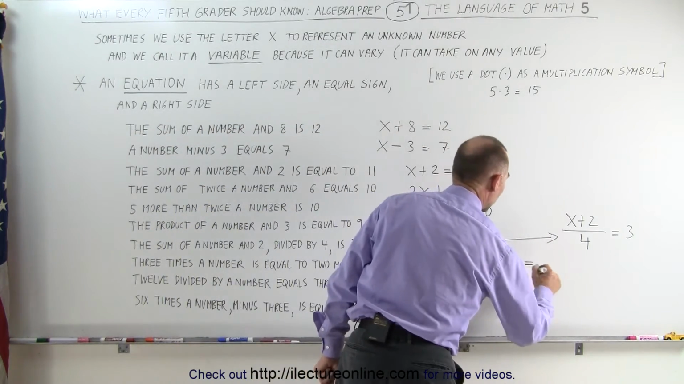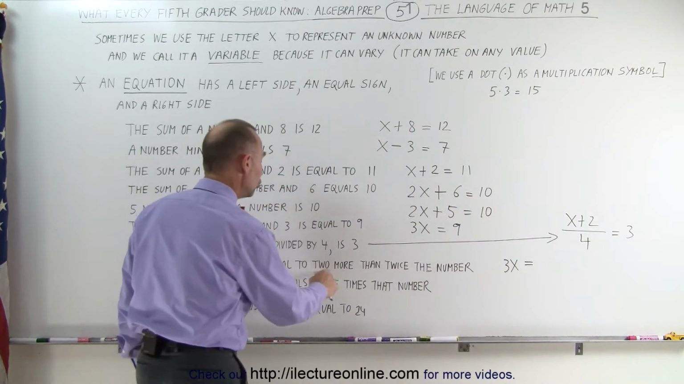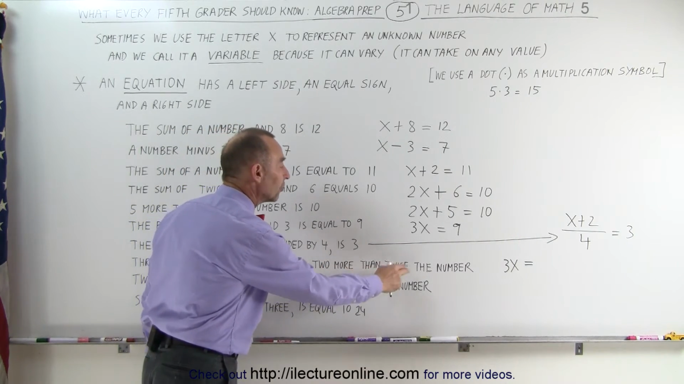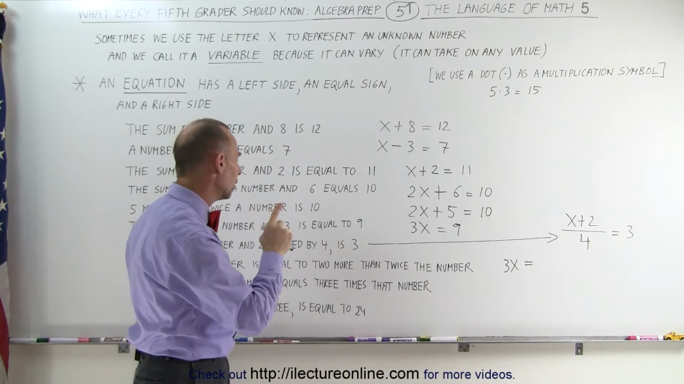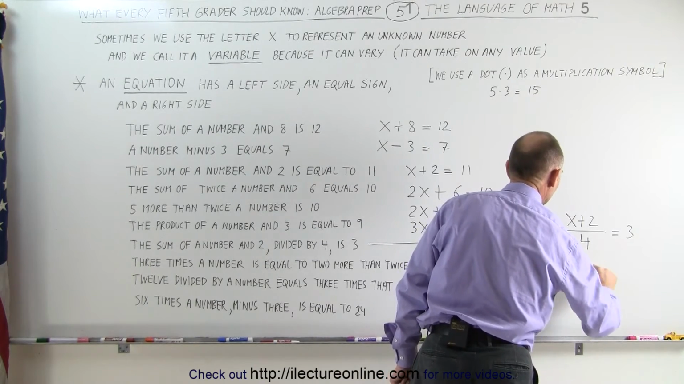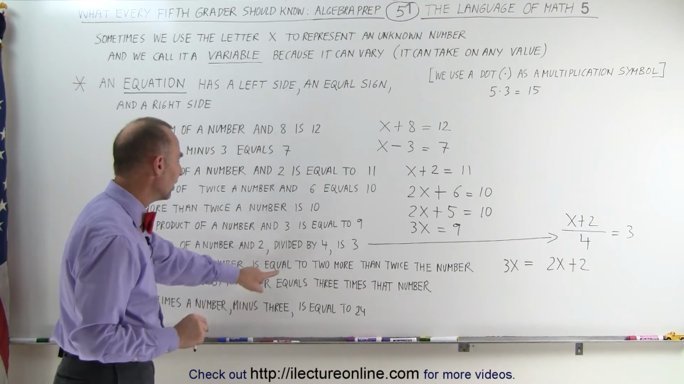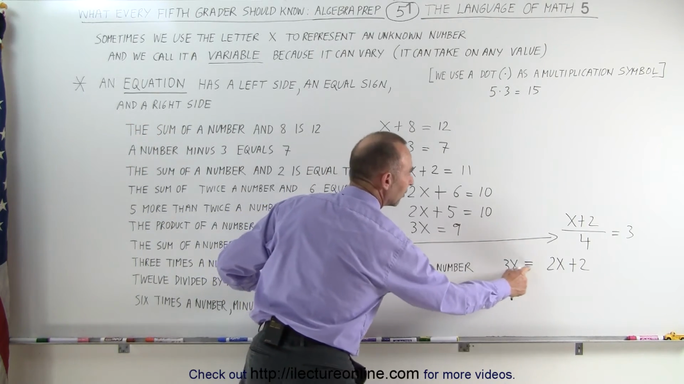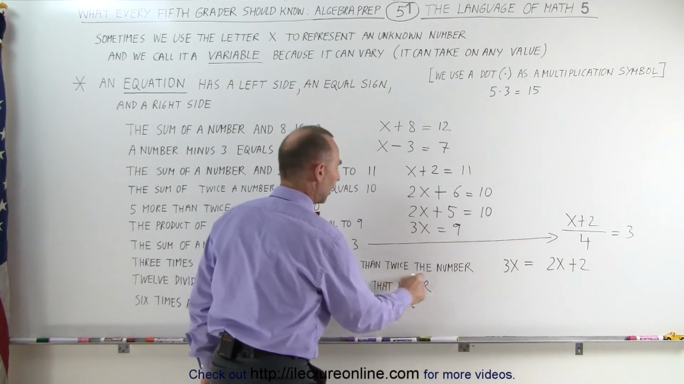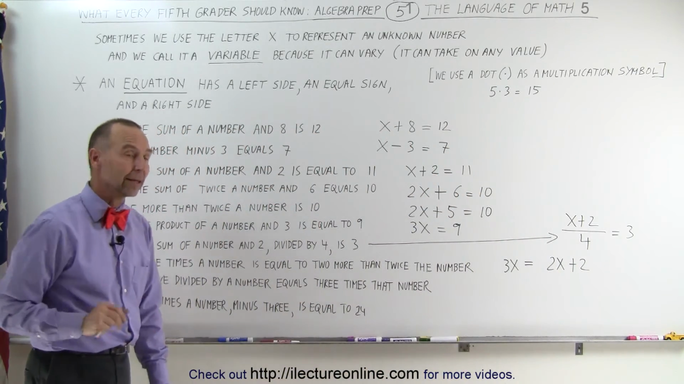So this says 3 times an unknown number is equal to, now what is it equal to? 2 more, well, more means addition. 2 means the number 2, than twice the number. 2 more than twice the number. Well, twice the number is 2x, and 2 more is add 2 to that. So now let's read it again. It says 3 times the number is equal to 2 more than twice the number, than 2 times the unknown number x. That's how we read that, and that's how we write that equation.